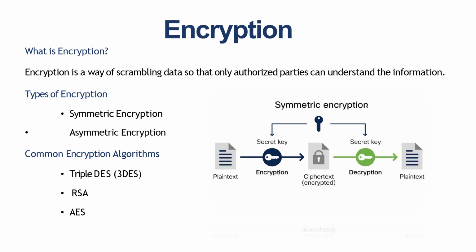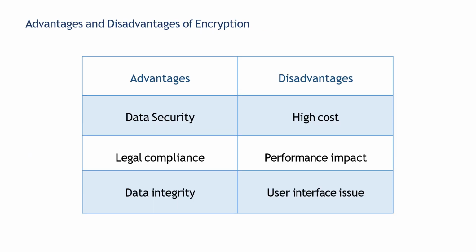Types of encryption. Symmetric encryption, asymmetric encryption, common encryption algorithms, triple DES, RSA, AES. Advantages and disadvantages of encryption. Advantages: data security, legal compliance, data integrity. Disadvantages: high cost, performance impact, user interface issue.